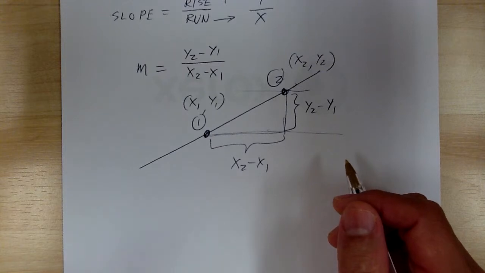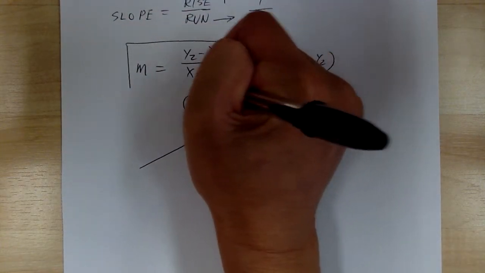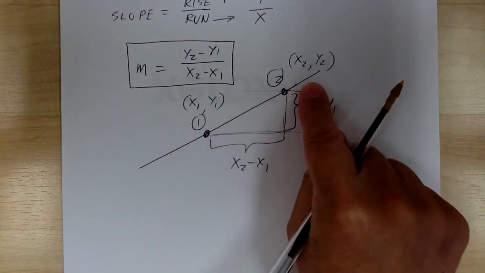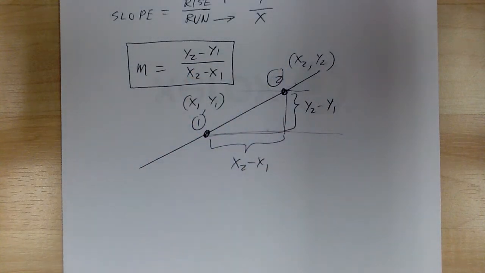Okay. So whenever they give you 2 points, you want to use this formula. You must memorize this formula. So again, when they give you 2 points, you need to use this formula. Now, there's another way to find the slope based on if the equation is given.